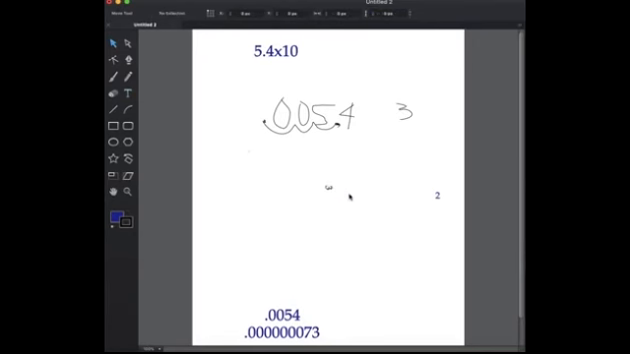Now, would this be a positive exponent or negative? It would be negative, and I will explain why. Okay, all decimals will get a negative exponent. All decimals will get a negative exponent. So, to convert this to a scientific notation, it is 5.4 times 10 to the negative 3.